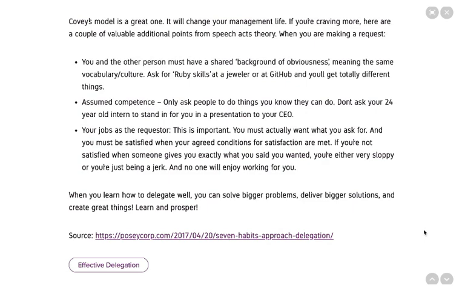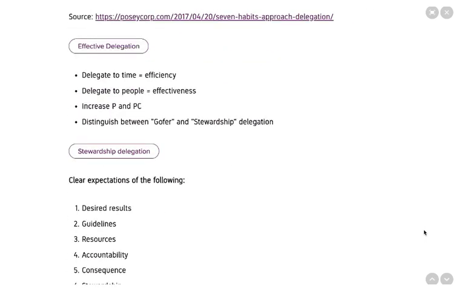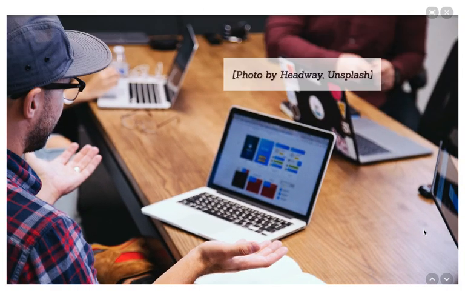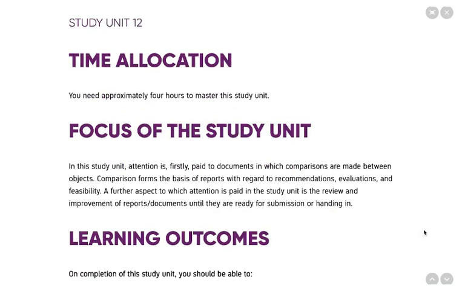I'm not going to go through all of this. Please make sure that you know how to effectively delegate and what stewardship delegation is all about. Right. I think that is everything. Yes, it is for now.